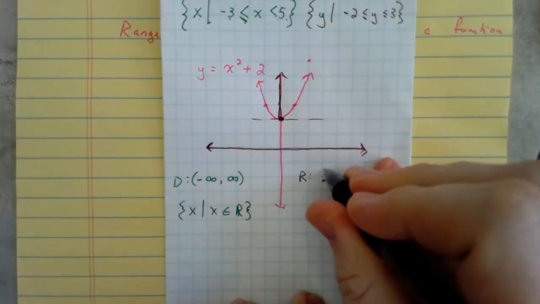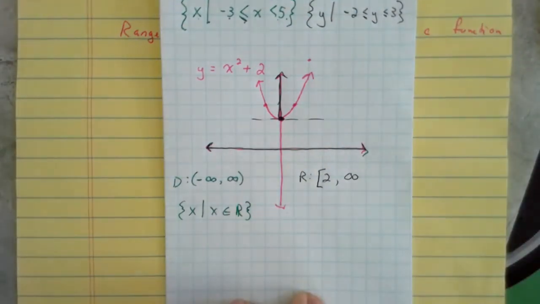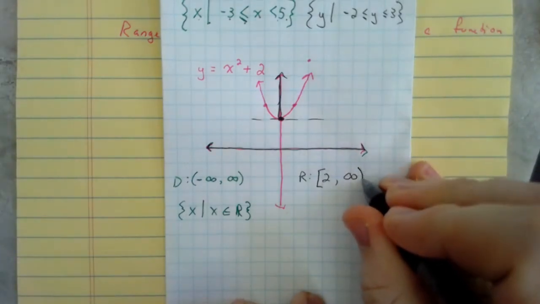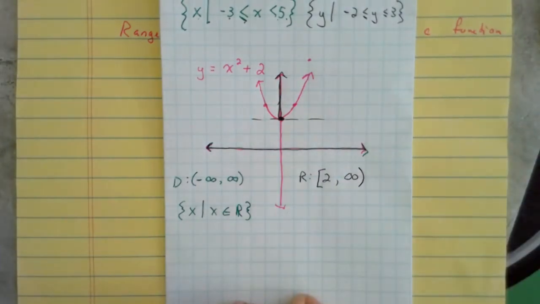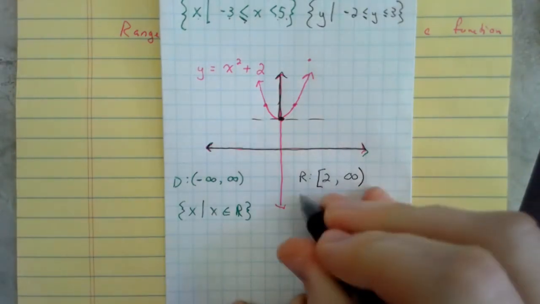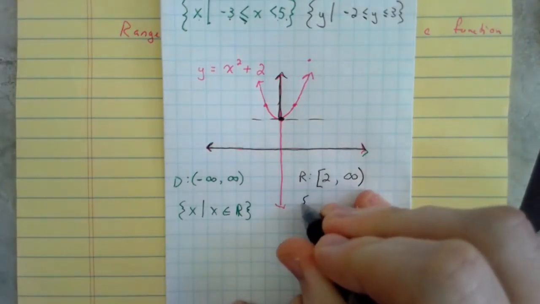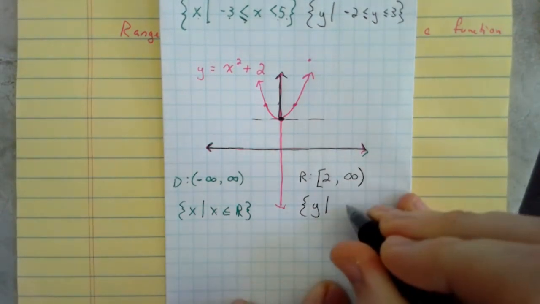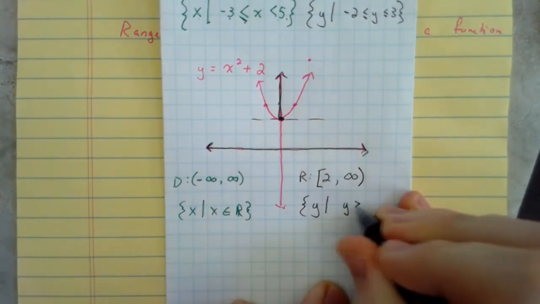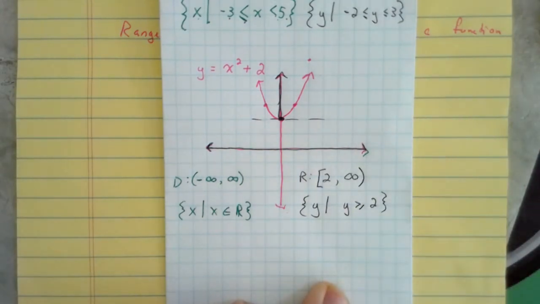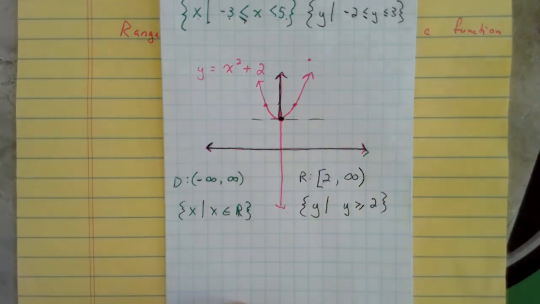Now it includes 2, so I'm going to give that one a bracket, and infinity always gets a parenthesis. And now to write that as a set, it would be the set of all y such that y is greater than or equal to 2. Okay? So there's an example where our function has arrowheads at the ends.